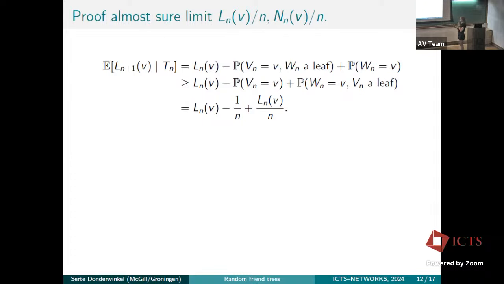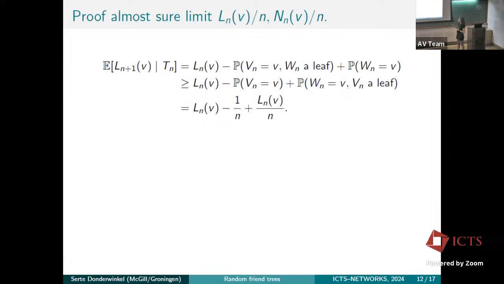The number of leaf neighbors can only decrease if one of your leaf neighbors stops being a leaf neighbor. Well, that only happens if its degree increases. That only happens if it's someone's random friend. Well, it can only be yours, so you have to be picked. So this only happens if our uniform vertex is vertex v, and if we then hop over to a leaf.